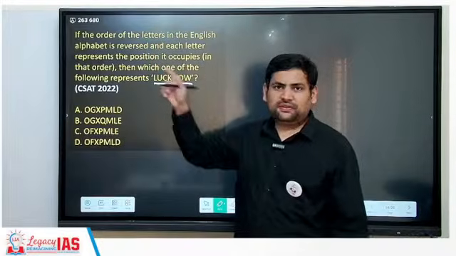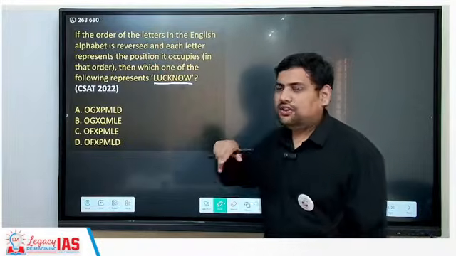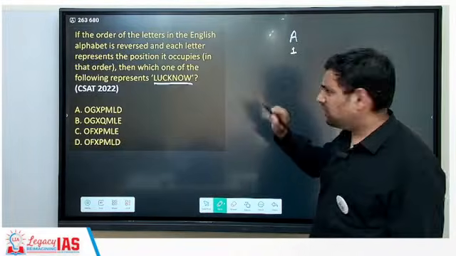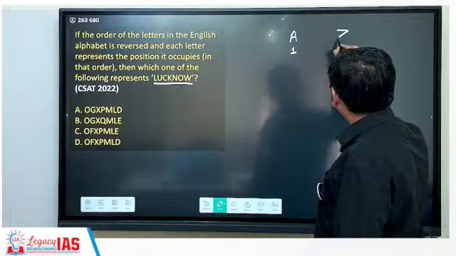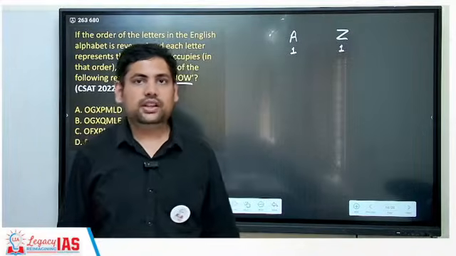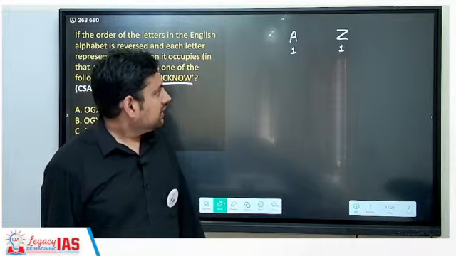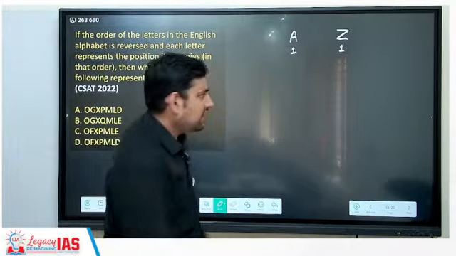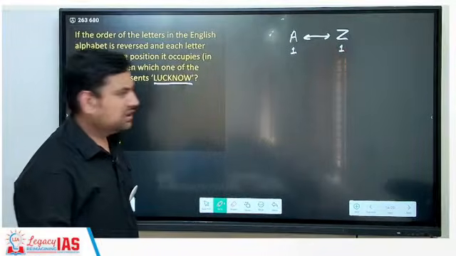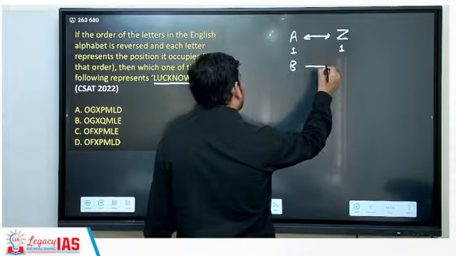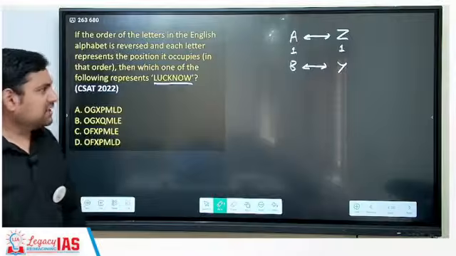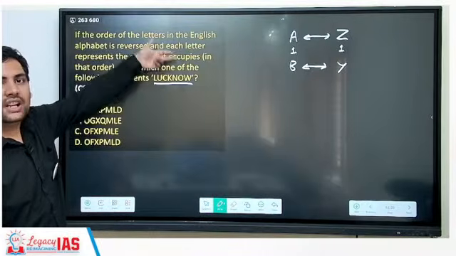So what it is saying is that if the order is reversed, for example, A is the first letter from the forward direction, and what is the first letter from the backward direction? Z is the first letter from the backward direction. Now what they are saying is that A would be replaced by Z and vice versa. Understood? Similarly, B would be replaced by Y. So these are the pairings it is talking about. Okay, orders of the letters are reversed.